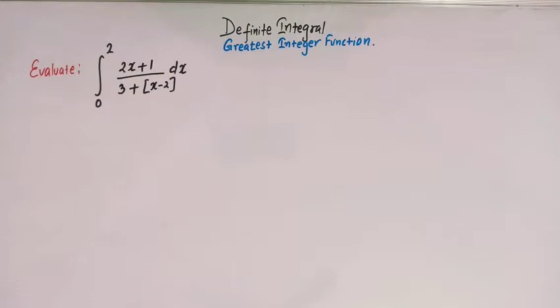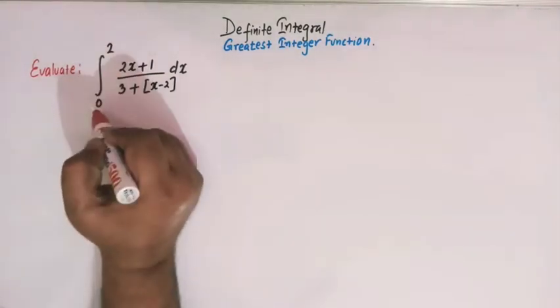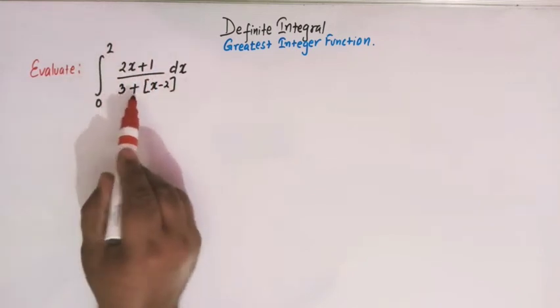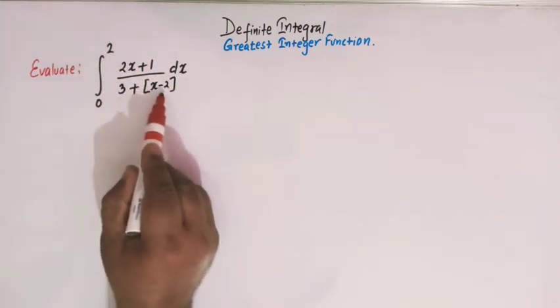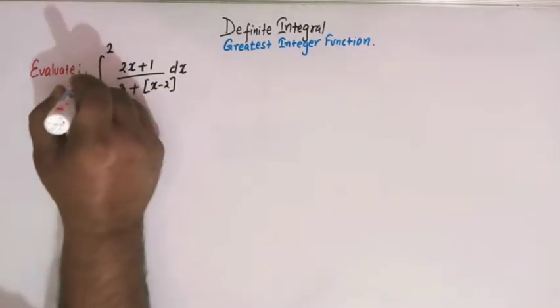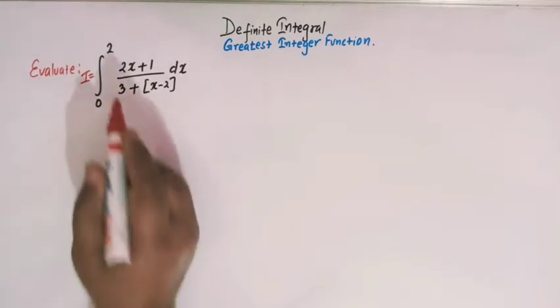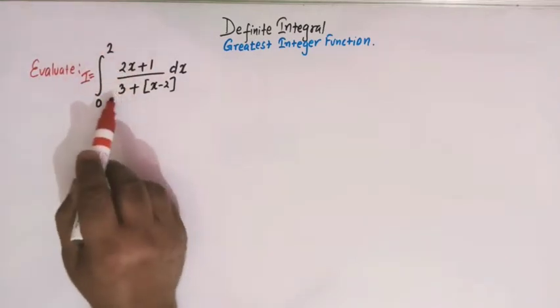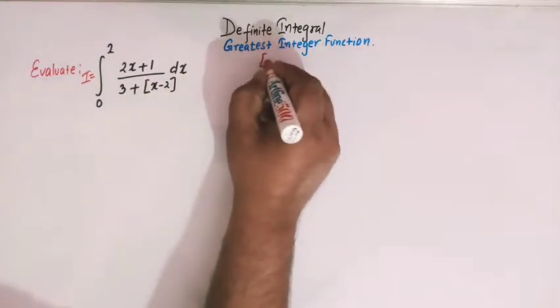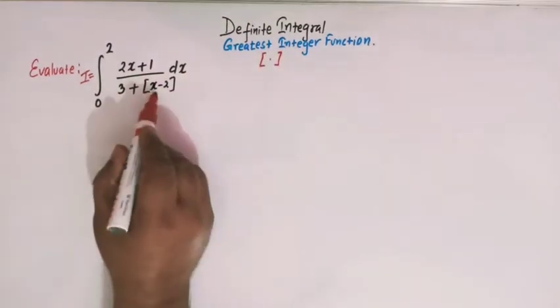So let us start. Here we have the integral from 0 to 2 of (2x plus 1) divided by (3 plus the greatest integer of x minus 2). Let us first call this integral I, and we see that in the denominator we have the greatest integer of x minus 2.